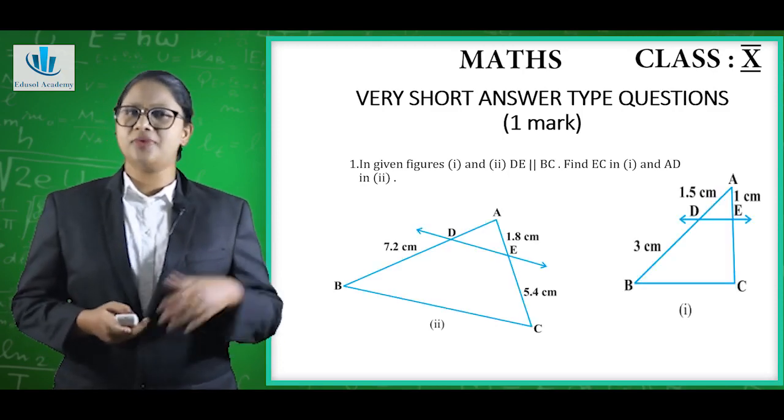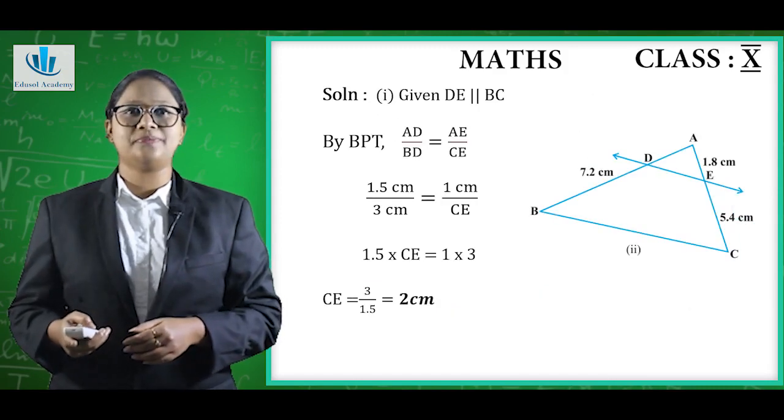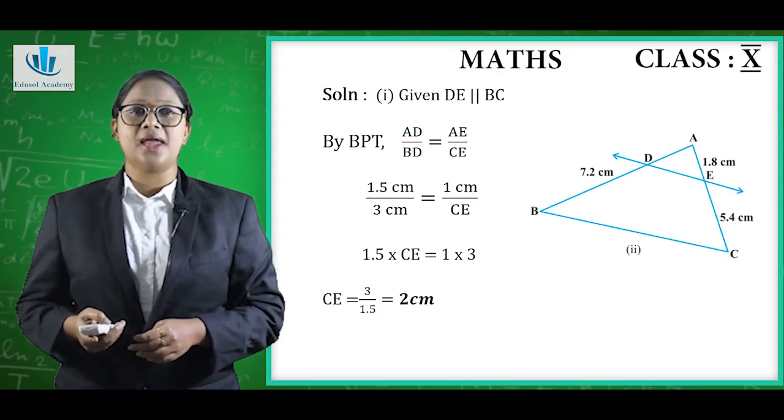So have a look at the two figures. We can see two figures here. Let's take the first figure and solve it. So we can see a triangle ABC with DE parallel to BC.